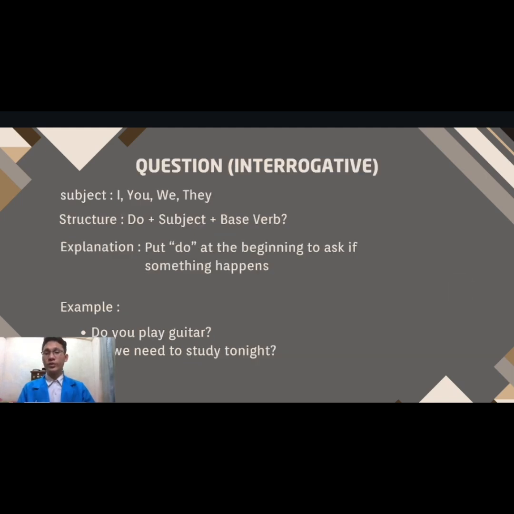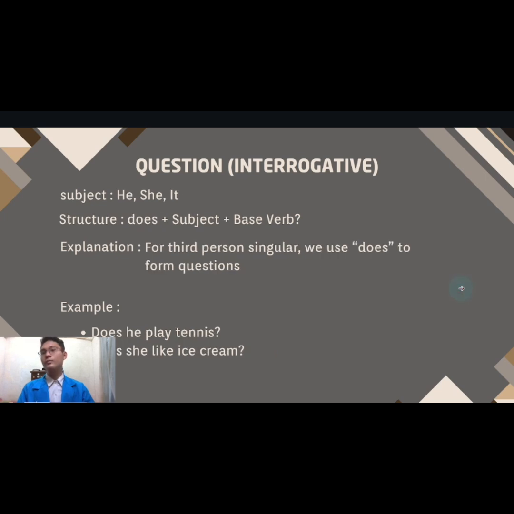Question or interrogative. For subject I, you, we, they, the structure is do plus subject plus base verb, question mark. The explanation is put do at the beginning to ask if something happens. For example, do you play guitar? Do we need to study tonight?